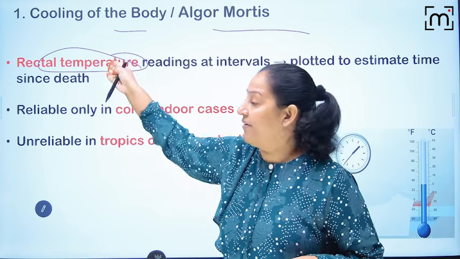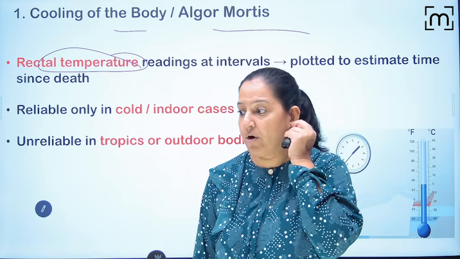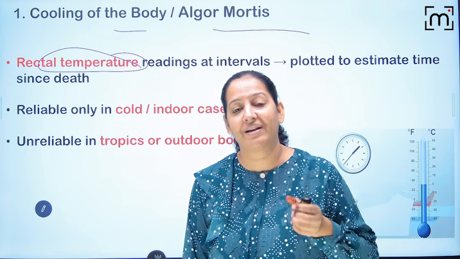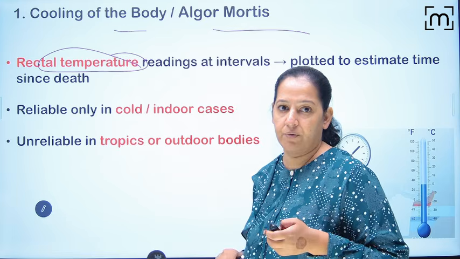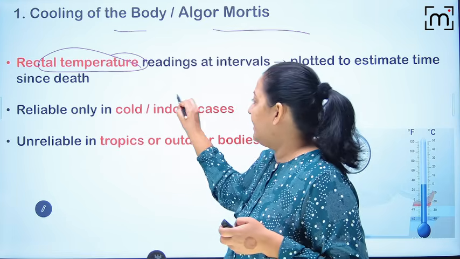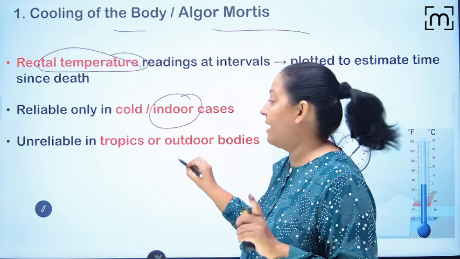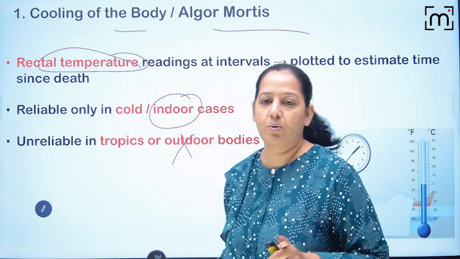I will take multiple readings to know the rate of fall. Ideal rate of fall is 0.4 to 0.6 degree Celsius per hour. Yesterday I taught you. It is reliable only in indoor cases. It is not reliable in outdoor cases. So that is cooling of the body.